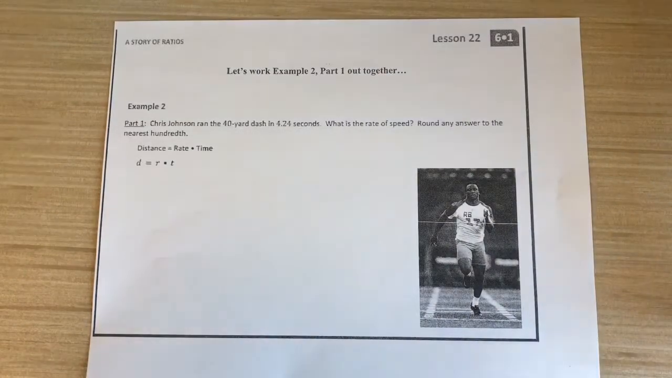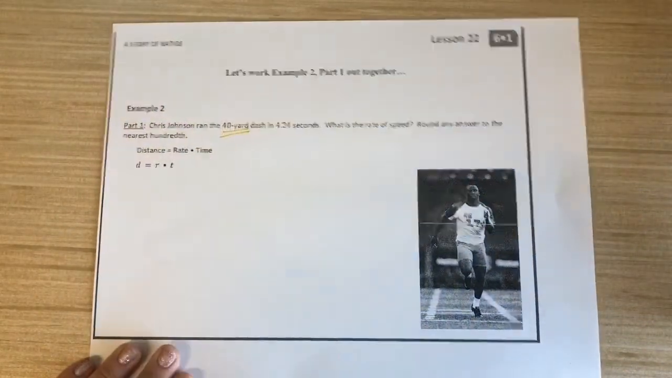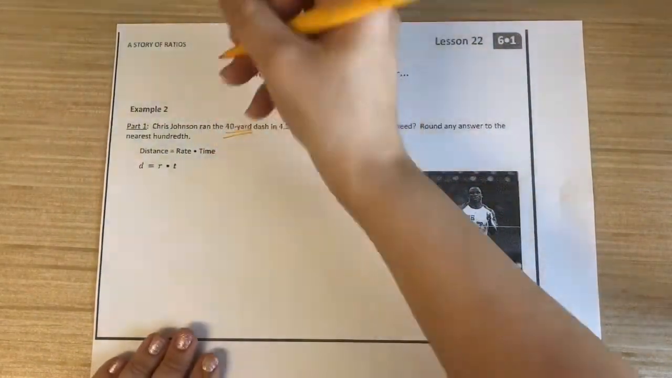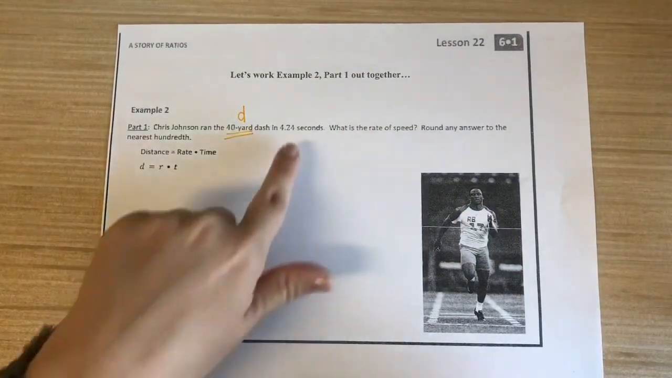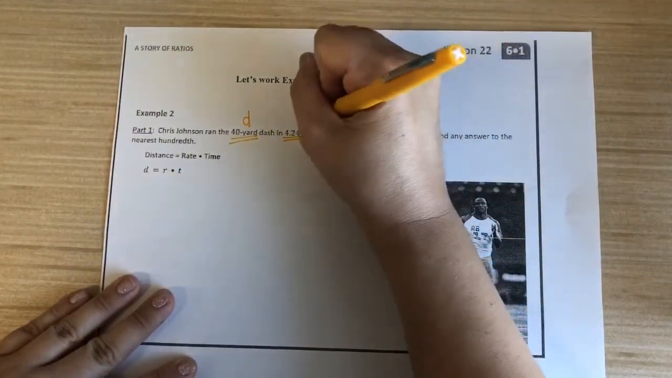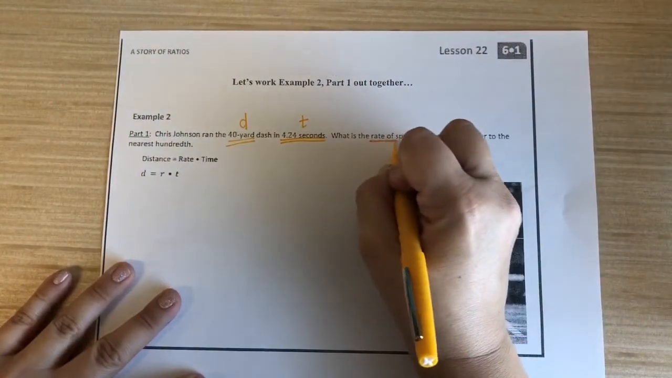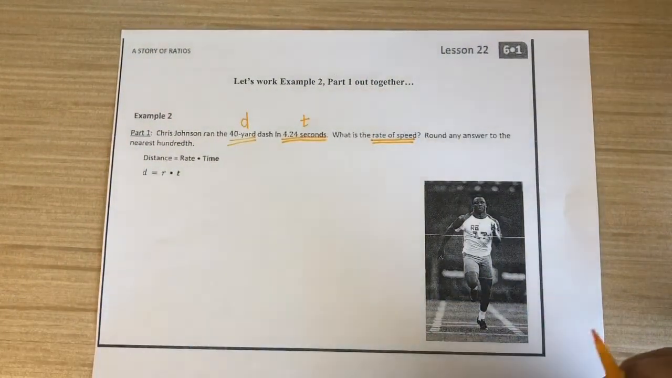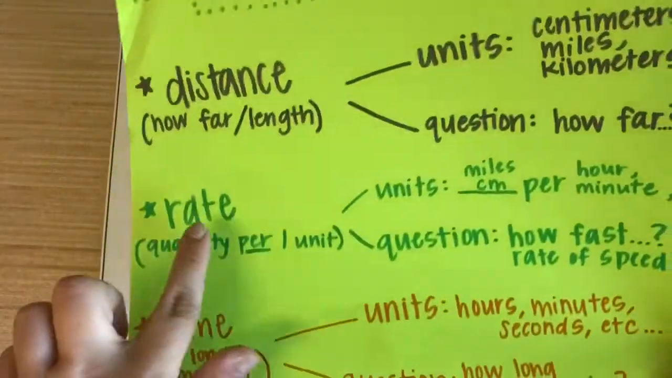So, breaking apart what this is here. I talked about those three terms at the beginning: distance, rate, and time. That's all we're looking for. So 40 yards, that sounds like a measurement of distance. That's how long something is. Okay, 4.24 seconds, that's time. That's a measurement of time. And then rate of speed, that's one of those questions that I talked about at the beginning. That's asking us to find the rate.